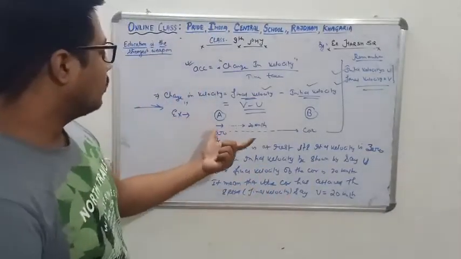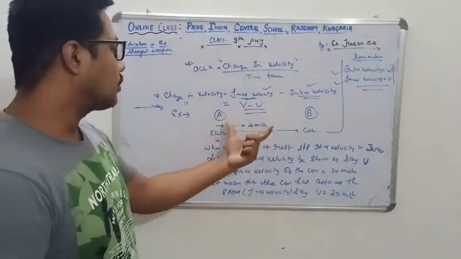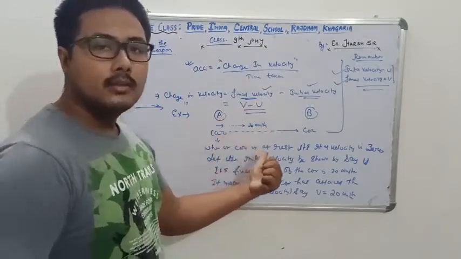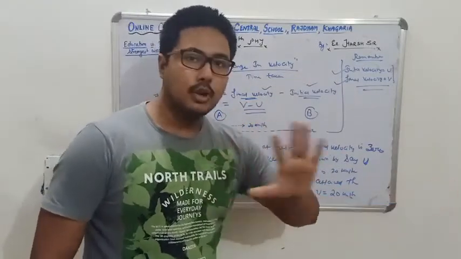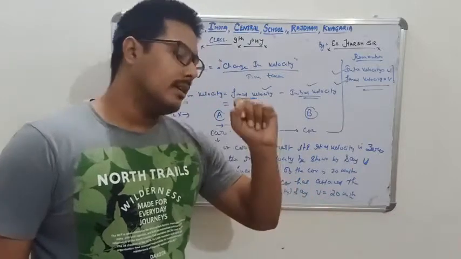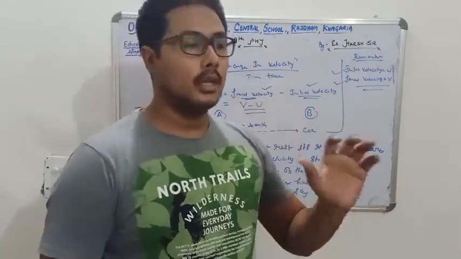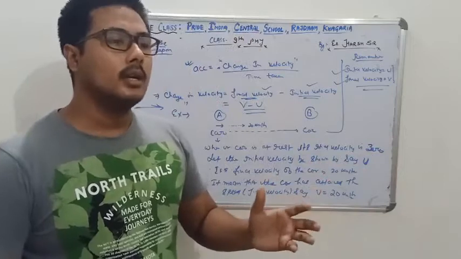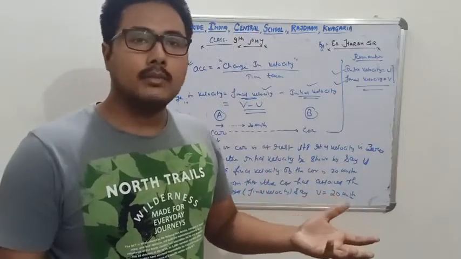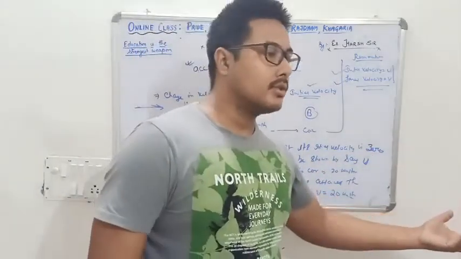I give you an example. Suppose you have to go from A to B. Initially your car is at the rest position, it's not moving at all, whether the engine is on or off. If the car is not moving at rest, what will be its initial velocity? We can say the initial velocity will be equal to 0.